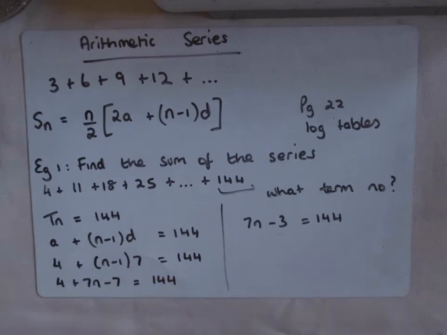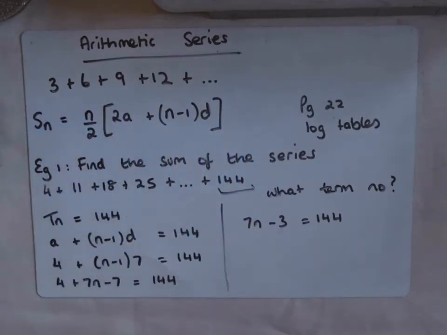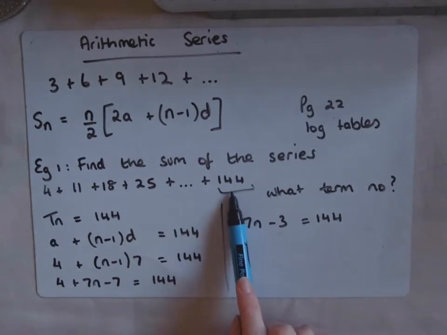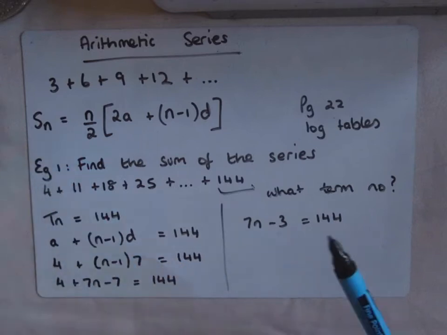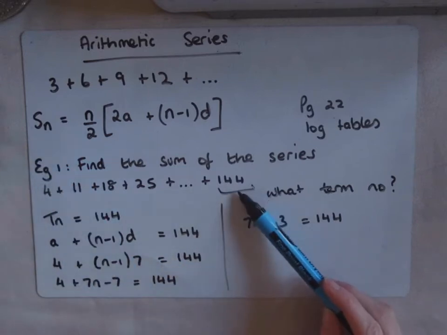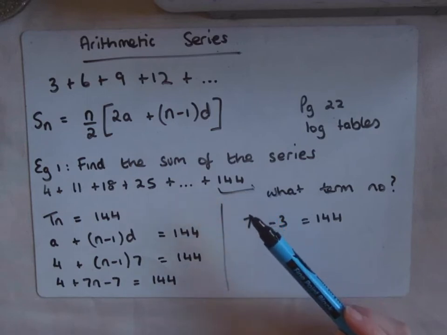Okay. So what about the n over 2? See, at the minute I'm not using my sum formula because I don't know how many terms I'm summing. Am I summing 10 terms, 15 terms? So I'm not using my Sn formula at all. That's coming next. At the minute all I'm doing is trying to find out what term number this is, because if it's the 10th term, then I'm going to do S of 10. So I just need to find out how many terms I need to sum.